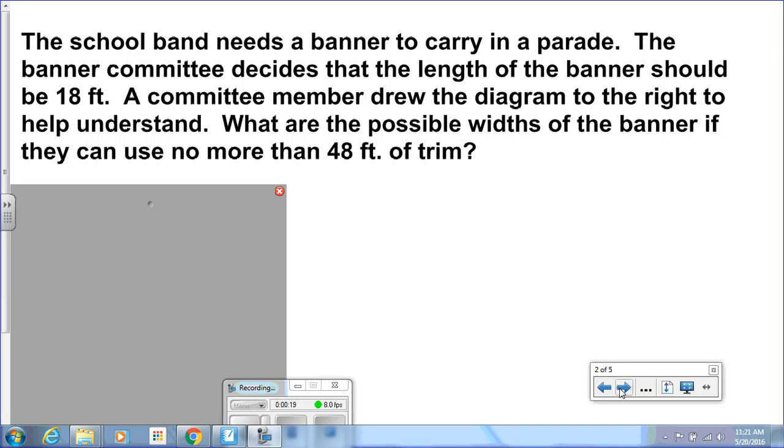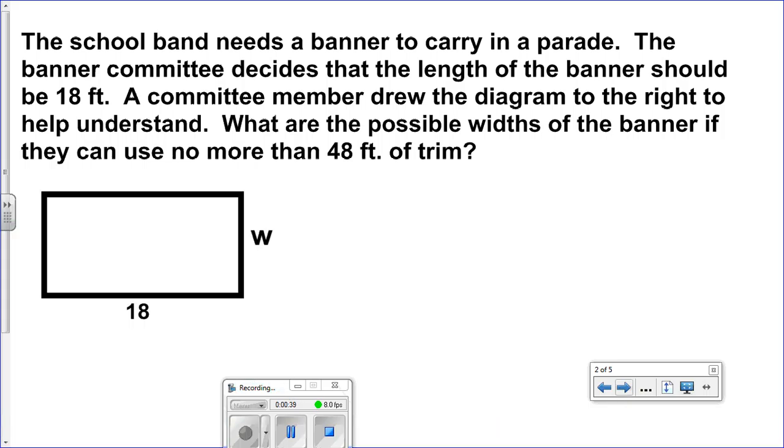This says, the school band needs a banner to carry in a parade. The banner committee decides that the length of the banner should be 18 feet. A committee member drew the diagram to the right to help understand. What are the possible widths of the banner if they can use no more than 48 feet of trim? Okay, so here's the diagram. So I want to know what W should be, and they can use no more than 48 feet.